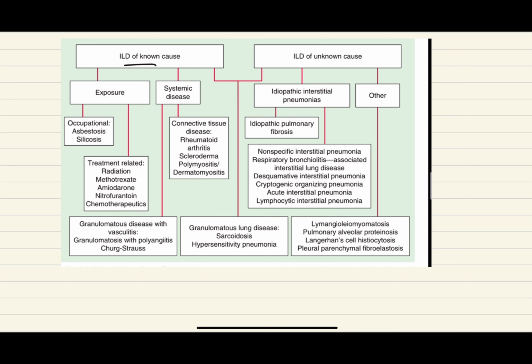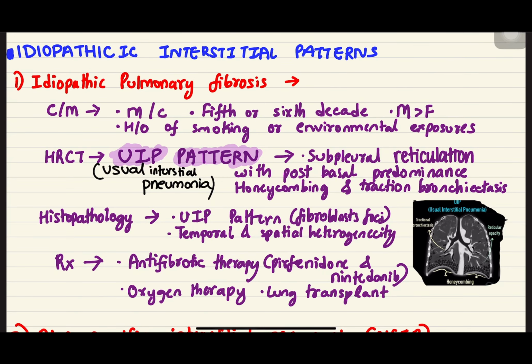Let's dive deep into the topics. Let's dive into idiopathic interstitial pneumonias, the mysterious ones without a clear cause. First up, idiopathic pulmonary fibrosis, which is most common in the 5th or 6th decade of life. More common in men than women, often with a history of smoking or environmental exposures.